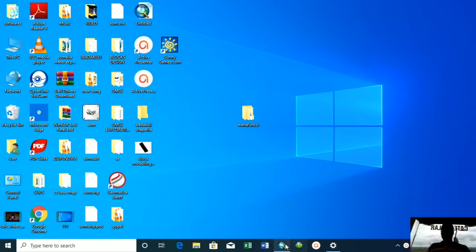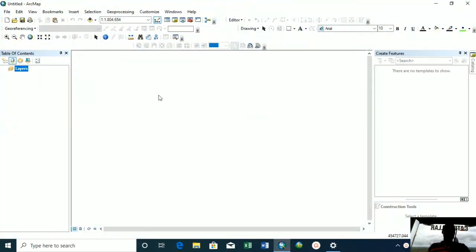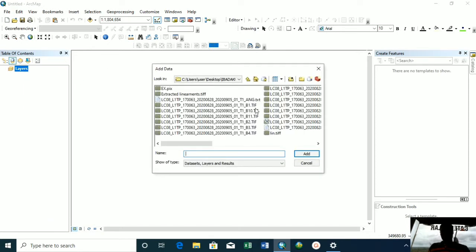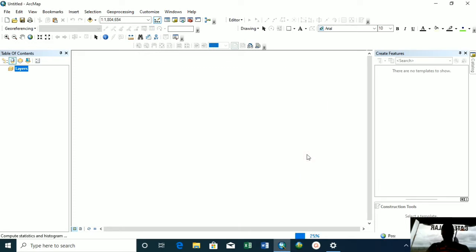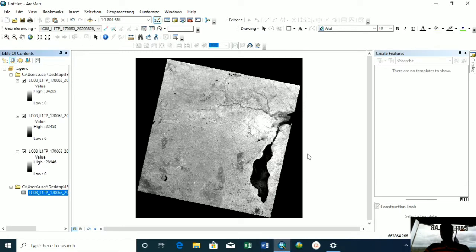So I'm going to open the first software, which is ArcGIS, and I'm going to use Landsat 8. It has 11 bands, which is very important for geothermal exploration, especially band number 10, which has a thermal sensor. So I'm going to add my bands. I'm going to add band number 10, as you can see, and then band number 4 and band number 5, and also this metadata, which is very important. Then it is already here.